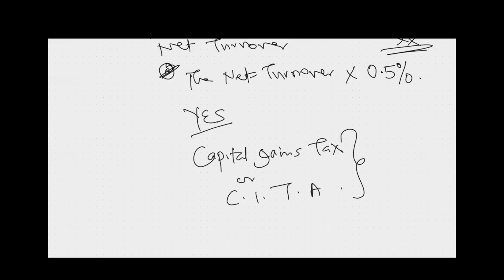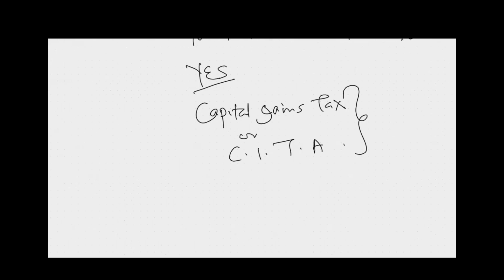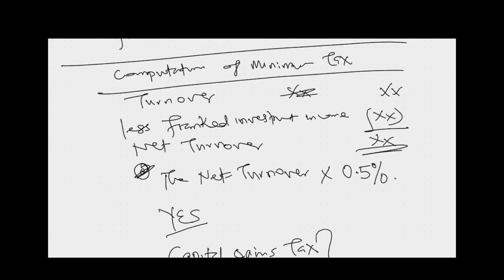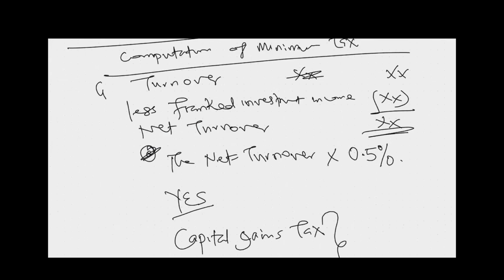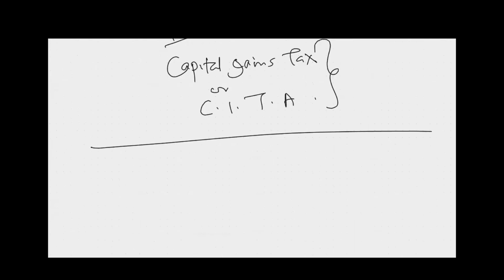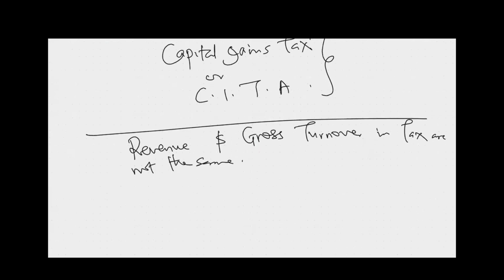So for you to calculate your minimum tax, you say your gross turnover less frank investment income. Frank investment income is the same thing as dividend. Okay? Now let's go. Turnover is not the same thing as revenue. In taxation they are not the same. Okay? What is gross turnover?